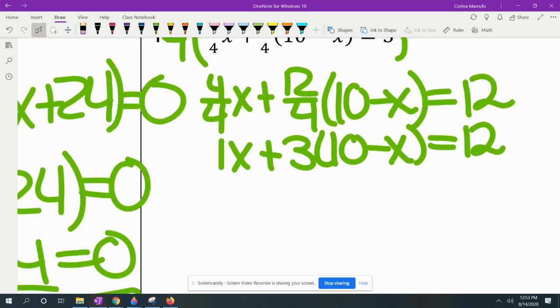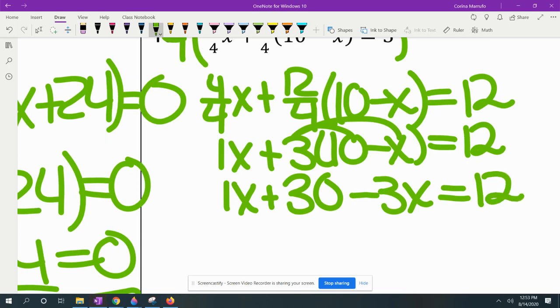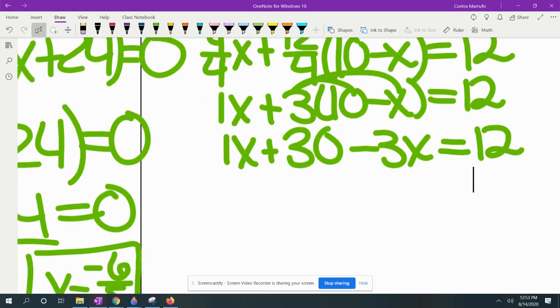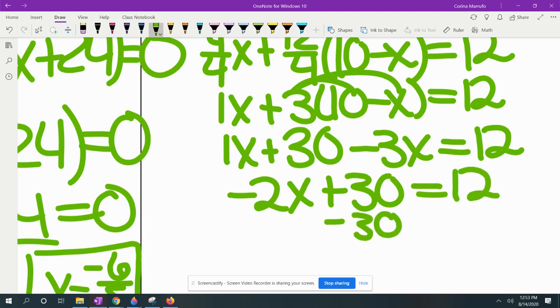Okay. Now that we simplified this, we're ready to distribute the 3. So here we have 1x and then plus 3 times 10 is 30. 3 times negative x is negative 3x equals 12. Okay, the next part is 1x, you take away 3x, and that gives us negative 2x plus 30 equals 12. We subtract the 30.